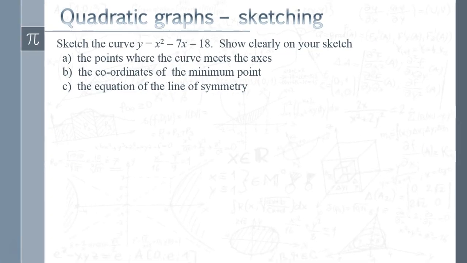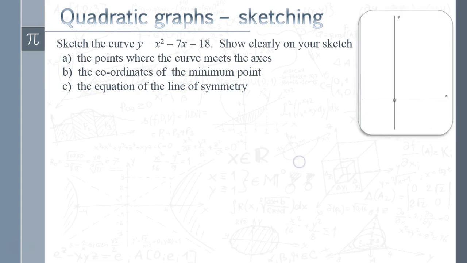So let's have a look. We've got a curve here, y equals x squared minus 7x minus 18, and we've got to sketch it. Now let's be very clear, a sketch does not mean you're going to start calculating points and plotting them precisely. That would be a plot. A sketch is just a freehand drawing, and then what you do is put on information to indicate the key points. And the key points that we're being asked for here are the points where the curve meets the axes, so we're going to need the x and the y-intercepts. It's asking for the coordinates of the minimum point and the line of symmetry.